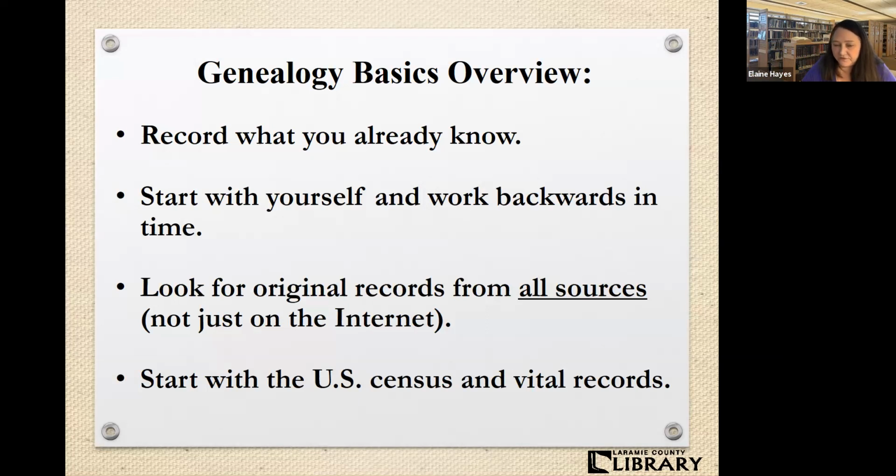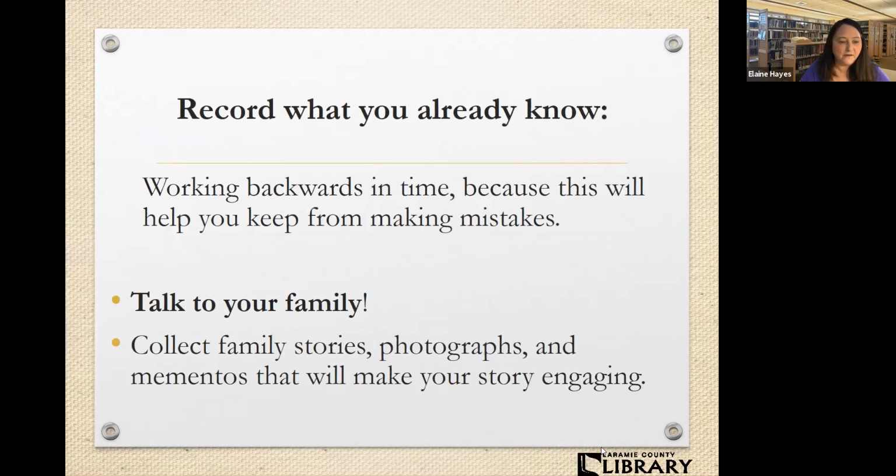Look for those original records from all sources, and not just on the internet. We'll talk a little bit more about all those records, but things like birth, marriage, and death records, a family history somebody might have written, all those other sources, and not just what you can find on the internet. A good place to start is with the US Census and vital records. Vital records are birth, marriage, and death records. And I said that you should work backwards in time. Basically, you're verifying each generation as you go back to keep yourself from making mistakes.